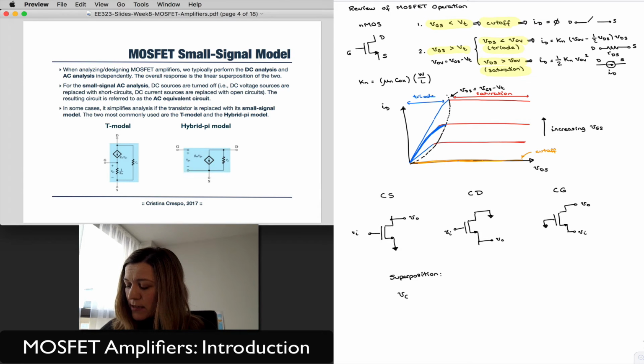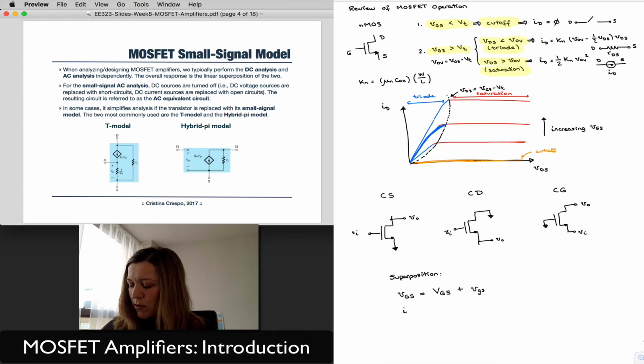Let's imagine VGS, which we are going to represent as a lowercase letter with an uppercase subscript. And every single one of them is going to have a DC component, which we will represent with an uppercase letter and uppercase subscript, and an AC component, which we are representing by a lowercase letter and lowercase subscript. And that applies to everything.